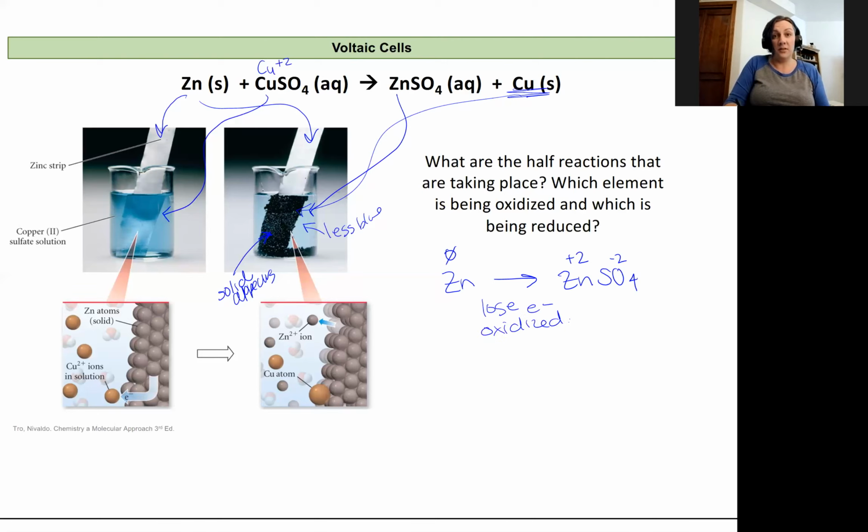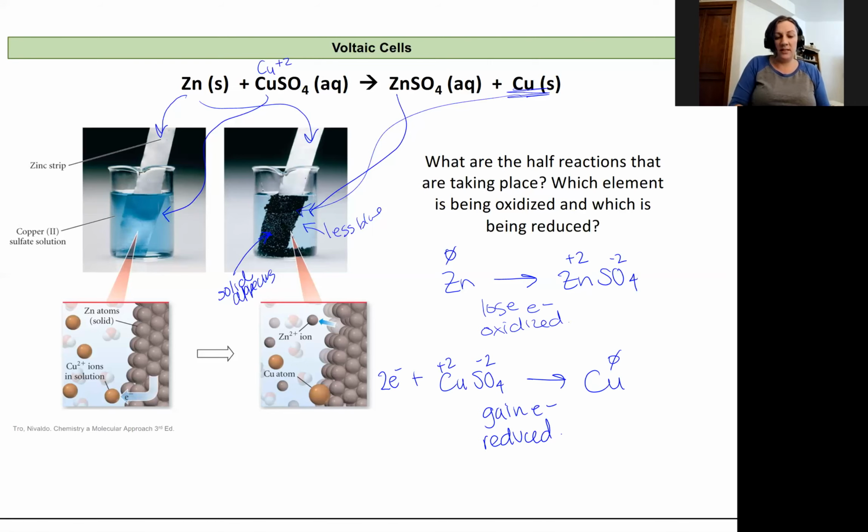Our copper sulfate, on the other hand, starts as an ion. It's copper SO4, which means that if that sulfate's -2, our copper's +2. It's going to form copper metal, which will have no charge because it's an element. And so it really needs to gain 2 electrons to make that happen. Since it's gaining electrons, it'll be reduced.